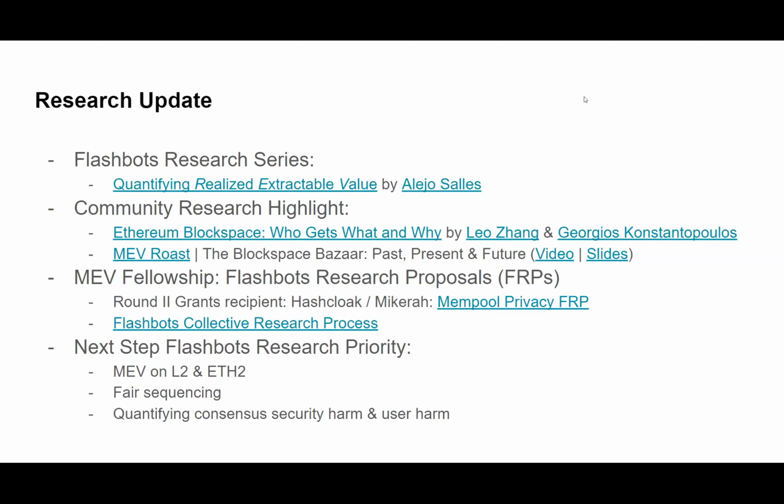We have a community research highlight, a research post by our community members Georgios and Leo. This is a very interesting post looking at block space economics, both from the supply and demand side. So I encourage you to check that out.